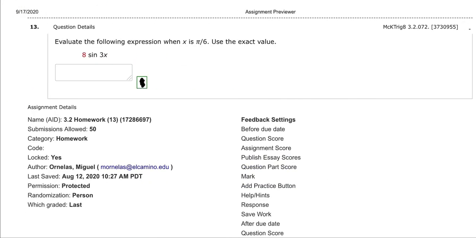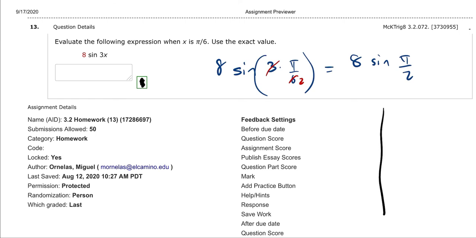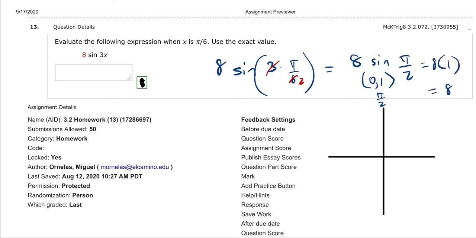All right, the last one. They tell you what x is. They want x to be pi over 6. So let's substitute pi over 6 for x. That's going to be 8 sine of 3 times pi over 6, which is going to become pi over 2. 8 times sine of pi over 2. Well, on the unit circle, pi over 2 is 90 degrees, which has a coordinate of 0, 1. And because we're looking for sine, that would be the y coordinate, which is 1. So this is going to be 8 times 1, which is 8.